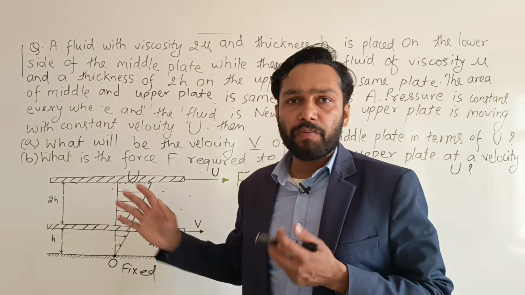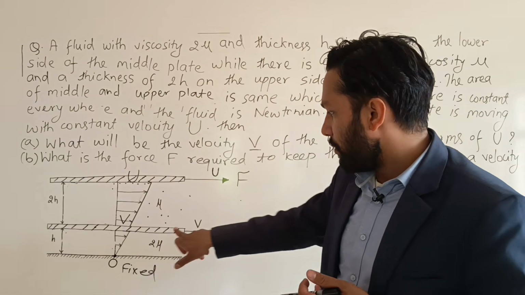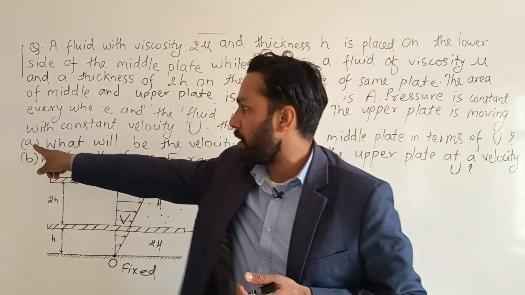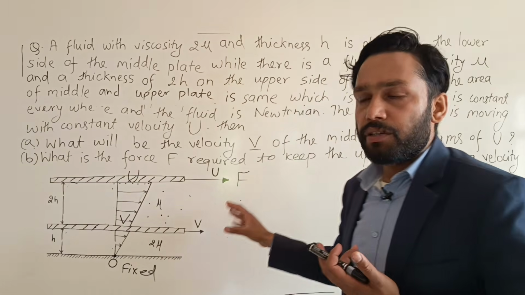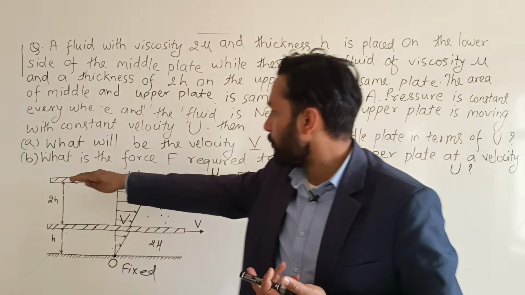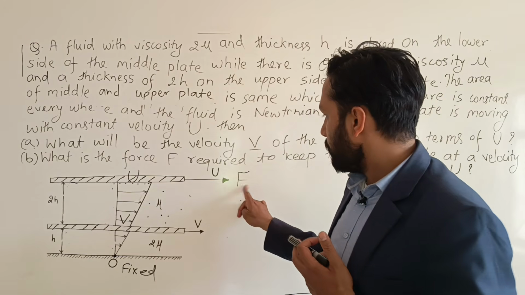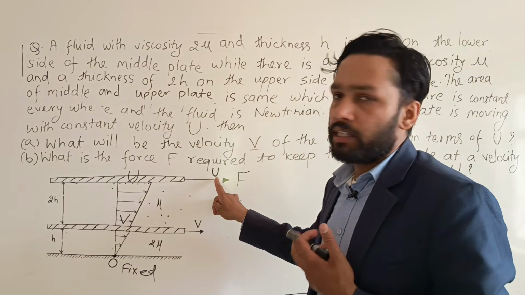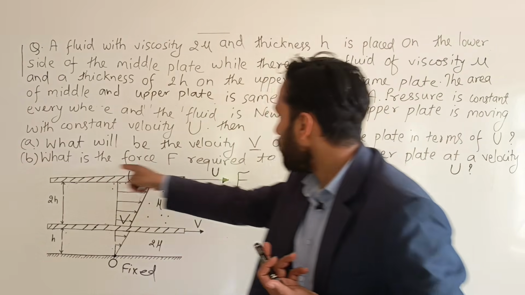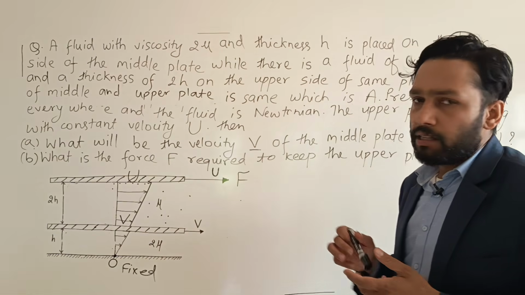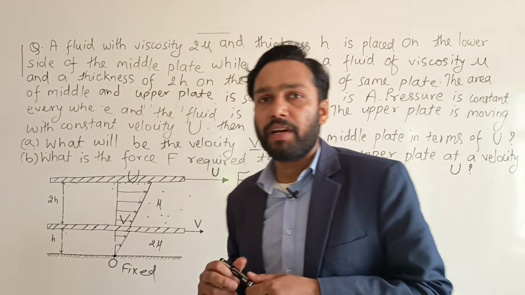In this problem, you are supposed to find the velocity v of the middle plate in terms of capital U in question A, and the question is also asking you to find the force F required to move the plate in this direction, the arrow is showing the direction, with velocity capital U. It is asked in question B. So let's solve this problem step by step.